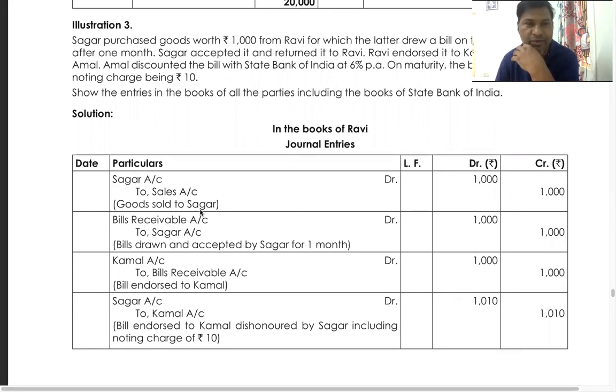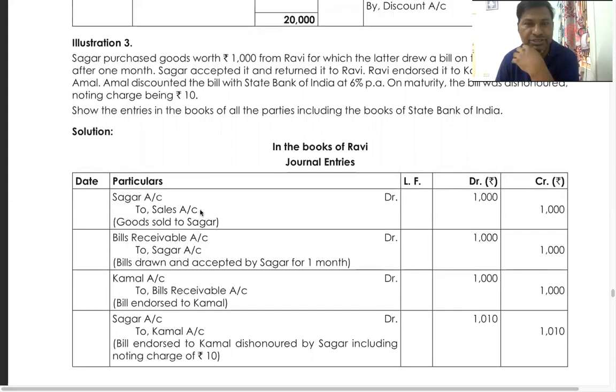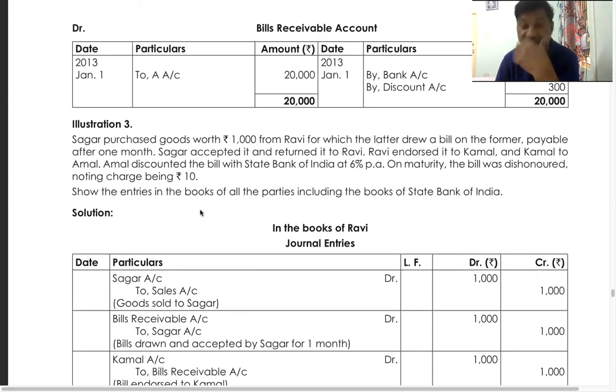Now, when Ravi sold goods, what happens? Generally, the entry would be cash account debit to sales account. But in this case, it is Sagar account debit to sales. Why? Sagar did not pay the cash. He has just promised that he'll pay after 1 month. Therefore, Sagar becomes debtor to Ravi.